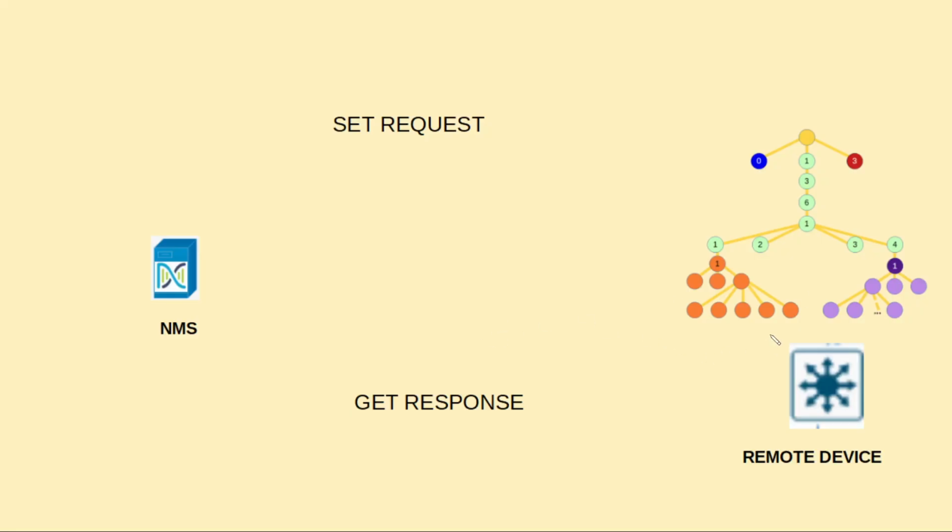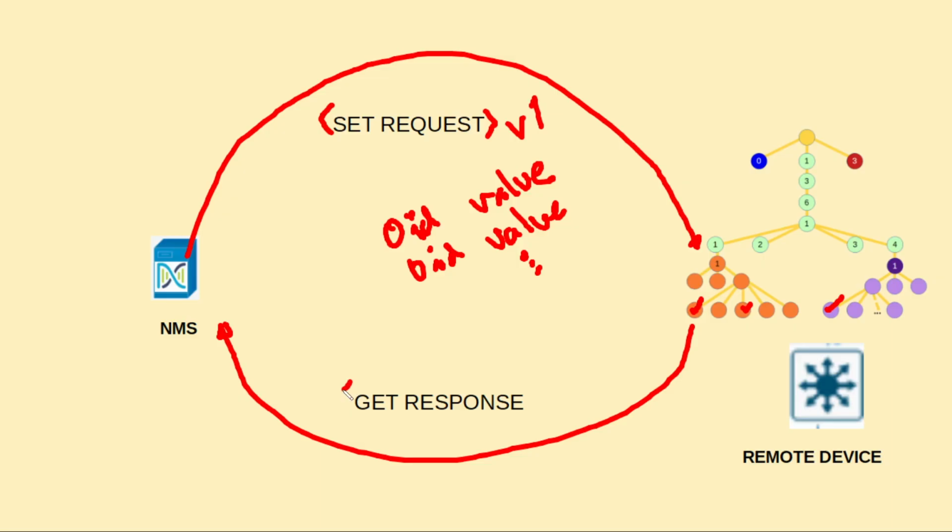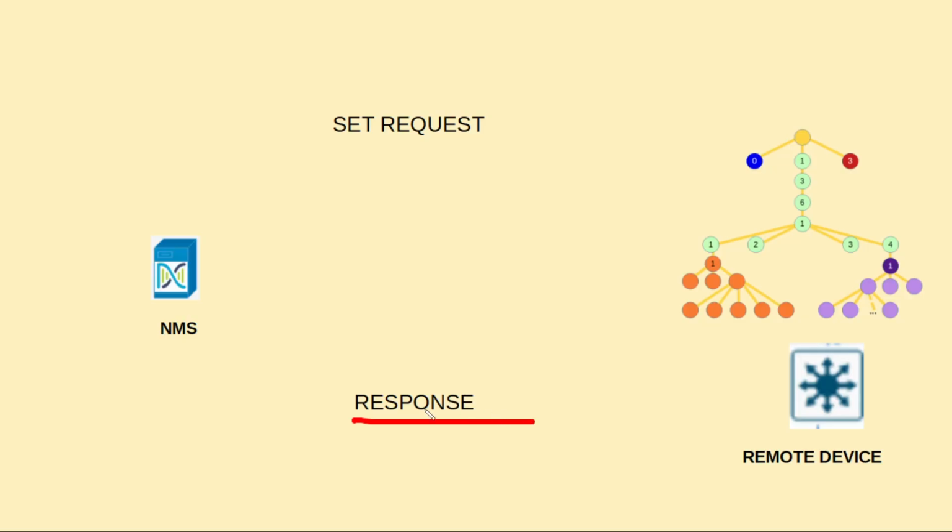In order to change the values of one or several nodes within the tree, we can use the set request operation that was defined since SNMP version 1. In order to do so, we will need to supply the object ID of each node and the value. We can change several nodes in the same operation. We are going to receive an acknowledge through the get response operation. Remember that this was later renamed as just response since SNMP version 2.